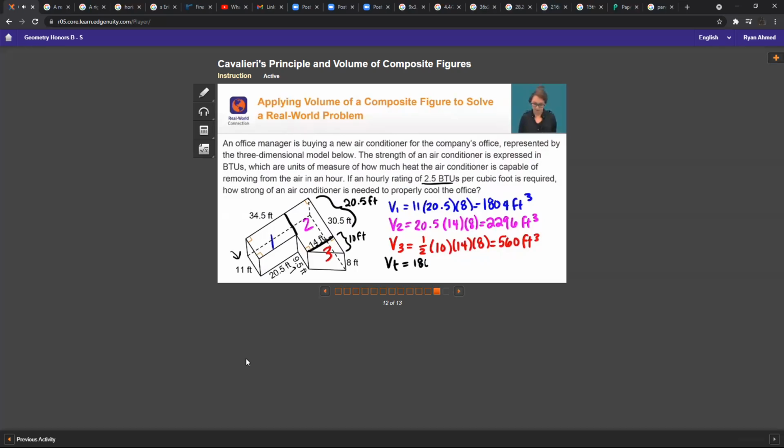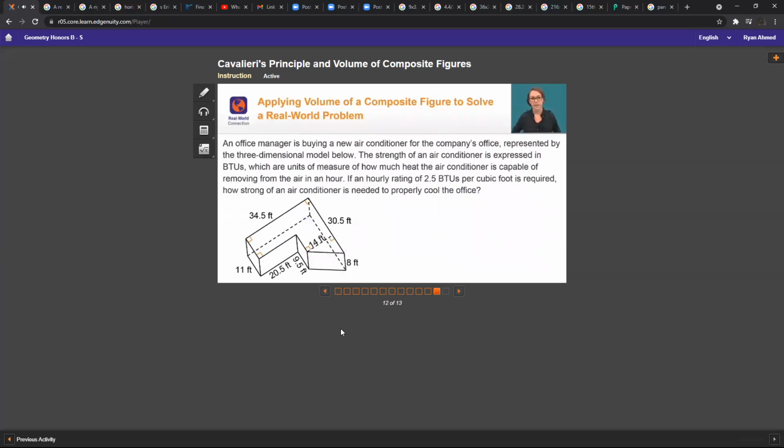So do you see what kind of a process she's using here? She broke it up into three different figures, figure 1, figure 2, and figure 3. Just makes it easier to find each individual volume. And then this VFT is going to be the total you get when you add all 3 of those together. So that's what she's doing there. Good job.